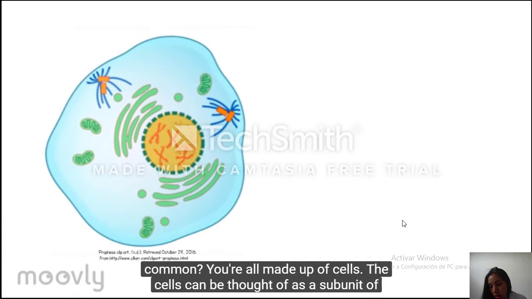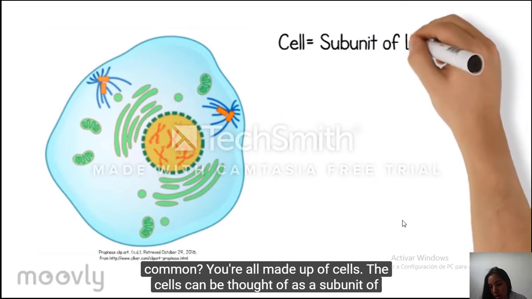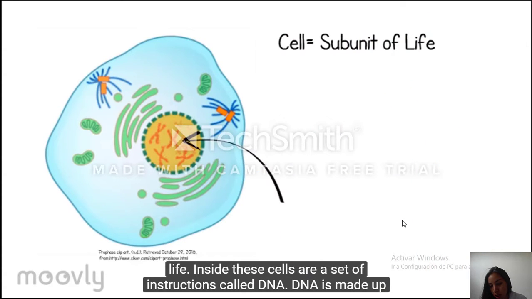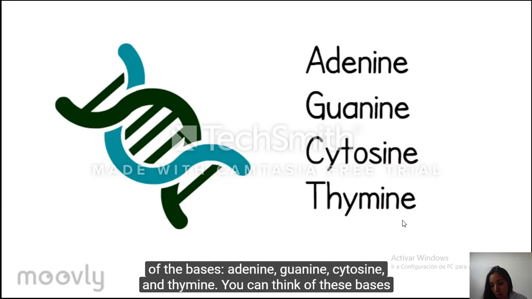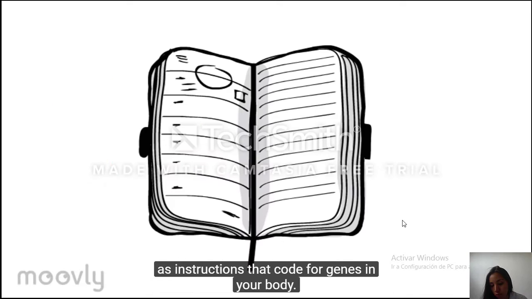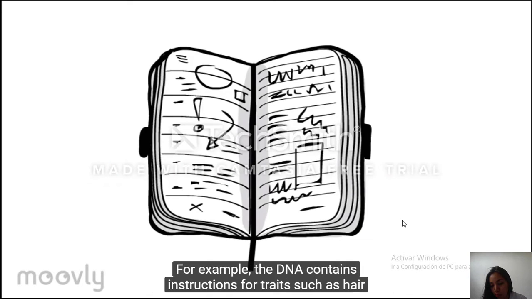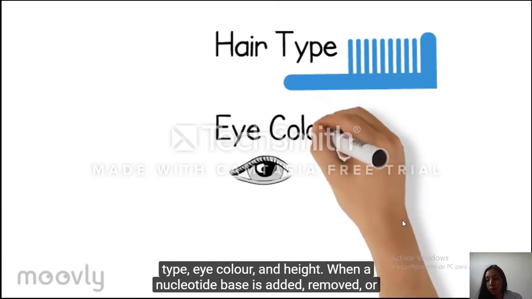We're all made up of cells. The cells can be thought of as a subunit of life. Inside these cells are a set of instructions called DNA. DNA is made up of the bases adenine, guanine, cytosine, and thymine. You can think of these bases as instructions that code for genes in your body. For example, the DNA contains instructions for traits such as hair type, eye color, and height.